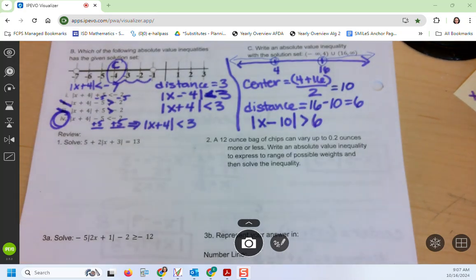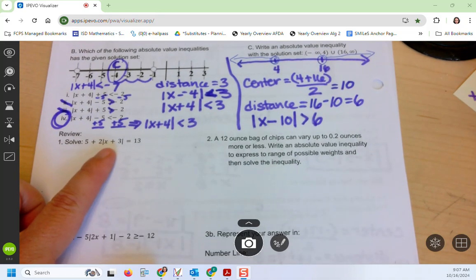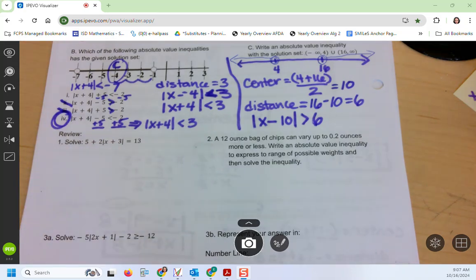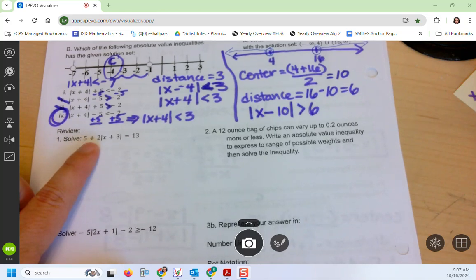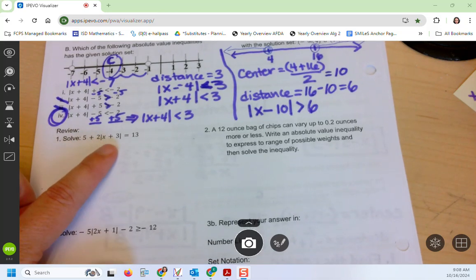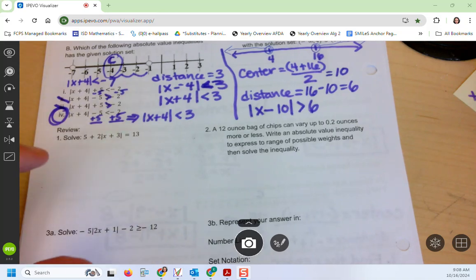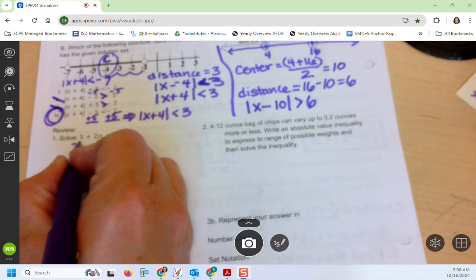All right, guys. In the review problems, what we have to do is start by getting that absolute value by itself. A lot of people started this by trying to add the 5 and the 2, but we can't do that because the 2 is stuck on the absolute value. What we do want to do is get rid of the 5 on both sides, and it's being added, so we're going to get rid of it by subtracting. So start by subtracting 5 on both sides.